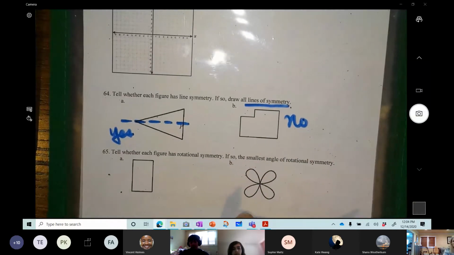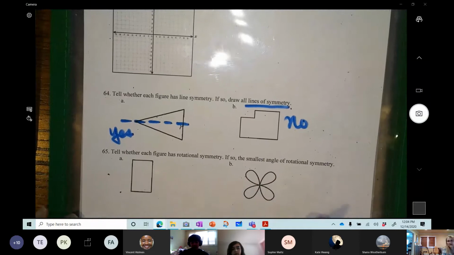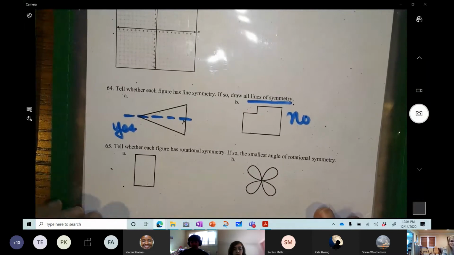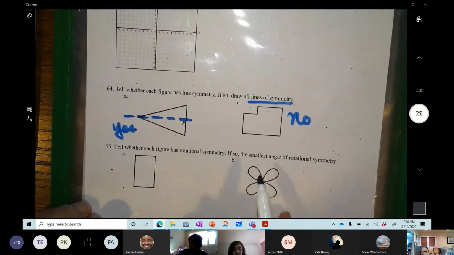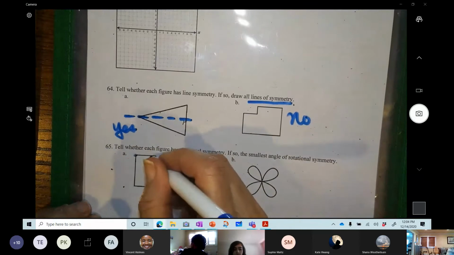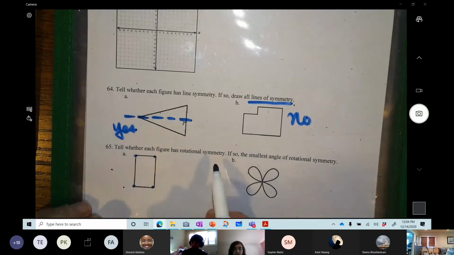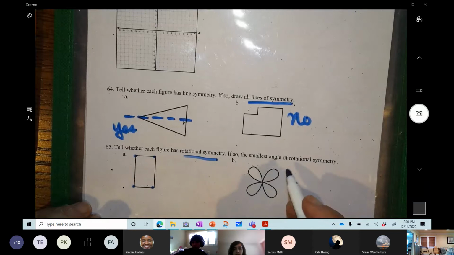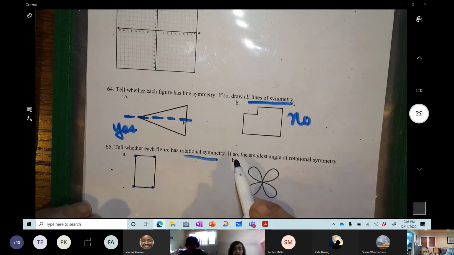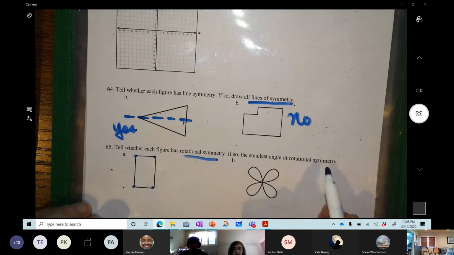However, there's a second kind called rotational, and there is a rule that goes with this. Rotational symmetry has more to do with the number of vertices. Rotational symmetry has to have a center point from which you can rotate it. I'm going to start with this one because it's easier. And it says, if it does have rotational symmetry, what is the smallest angle of rotational symmetry?